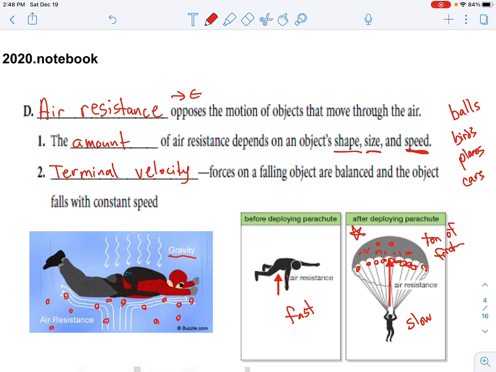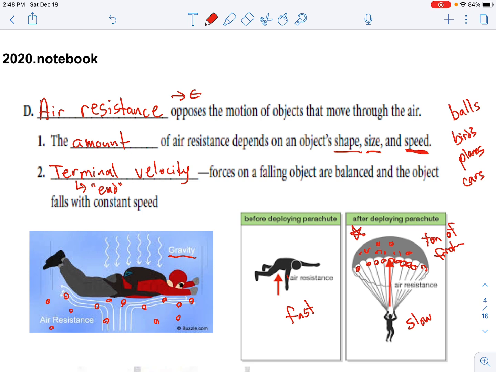Terminal velocity. And the word terminal means end. So like if you are at an airplane terminal, that's the end of your flight. You get out of the airplane and you leave. All right, that's the end of the road. A ship terminal would be where the ship parks into port. Okay, so terminal velocity means your ending velocity.